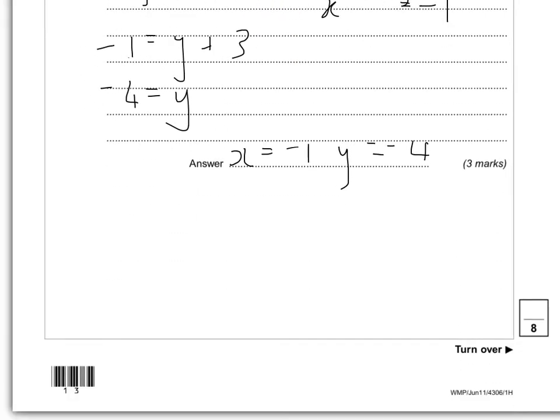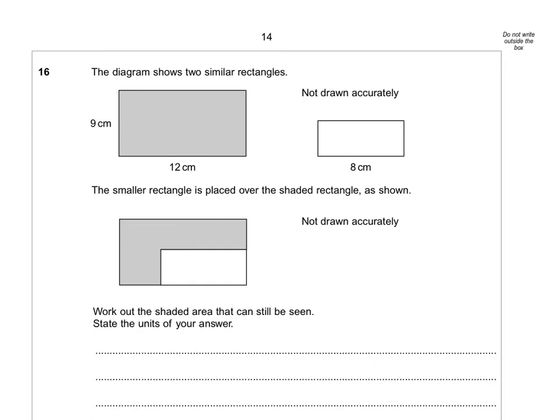Right, so on to the next. The two diagrams, so similar rectangles. Keyword here, similar. Right, similar rectangles, so this is to do with similar shapes. And the question is not drawn accurately again. So work out the shaded area can still be seen. So it's all about similarity.